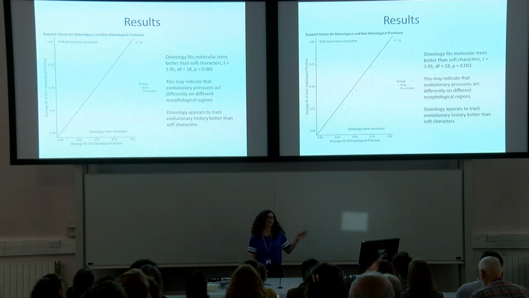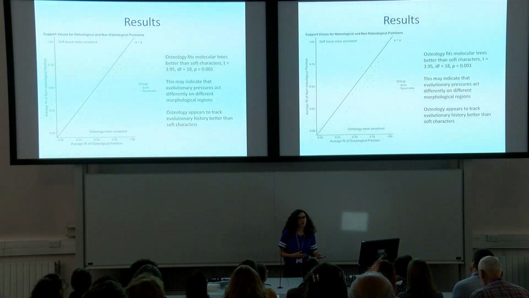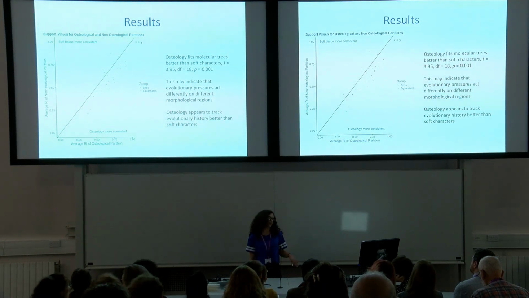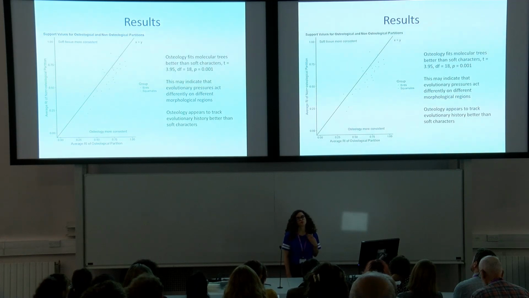So all of the data sets falling below that line are where osteology fits molecular trees better than the soft tissue characters. And this was highly significant both for birds alone and for birds and squamates together. Not for squamates alone, but I suspect that might just be because I didn't have quite enough data sets for squamates. I didn't find any significant difference between any of my sub-partitions of cranial, postcranial, plumage, integument, or myology.